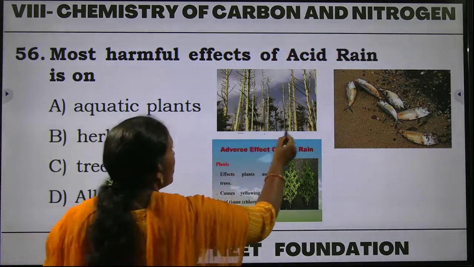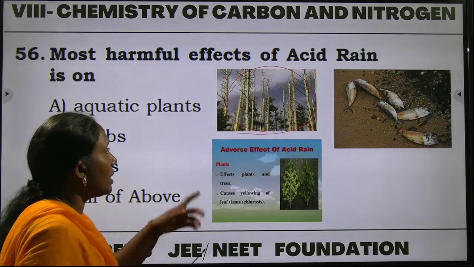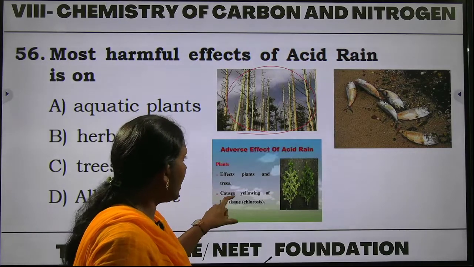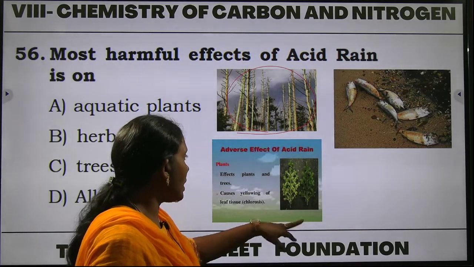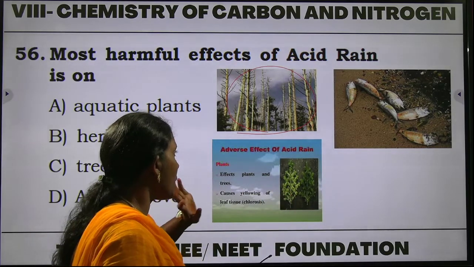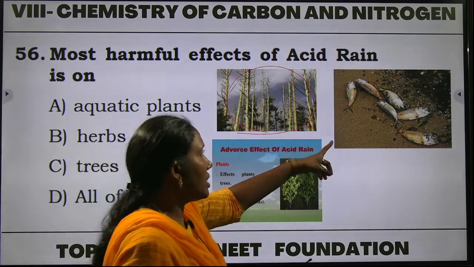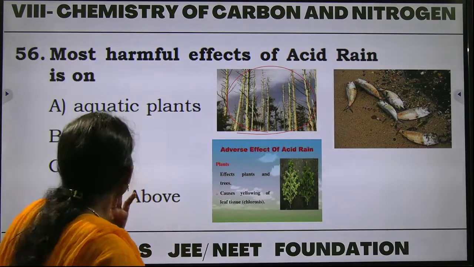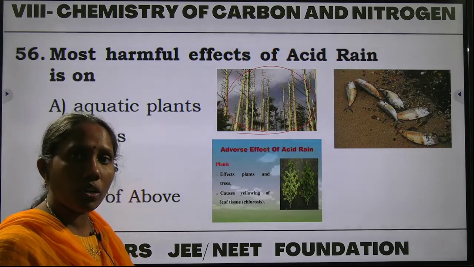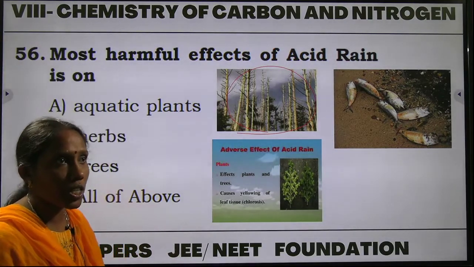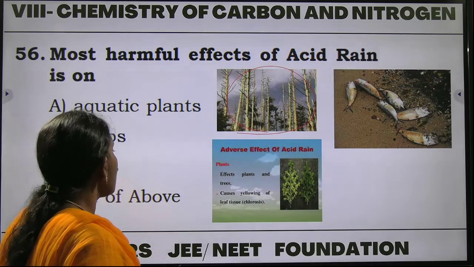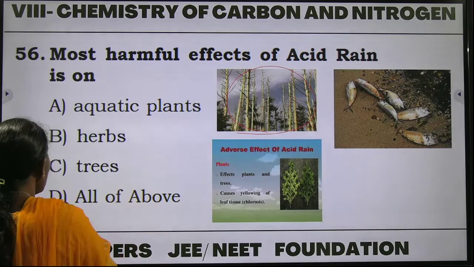Here you can observe, because of the acid rain the greenery of the trees is gone, they look like dry trees, and you can observe how the color turns. Yellowing of leaf tissue is also because of the acid rain. Here aquatic life is also affected by this acid rain. Even the Taj Mahal turns yellow because of the acid rain, because more pollution is present. So all of these are the correct answers for this question. So we will go with the D option.